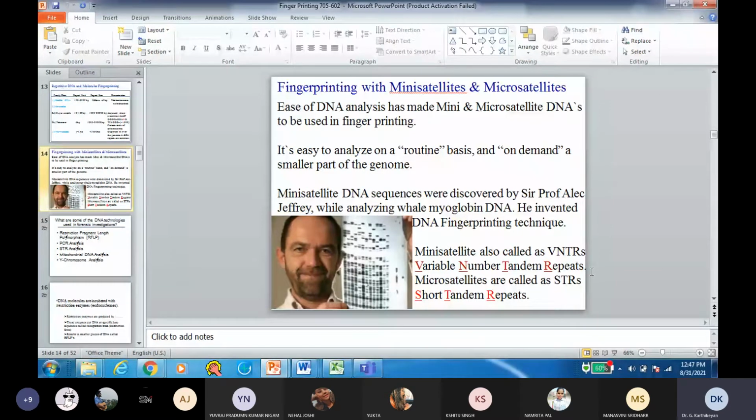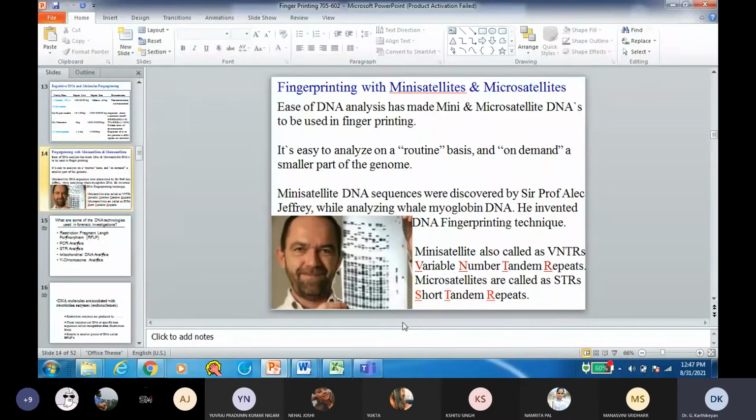Mini satellites are also called VNTRs or variable number tandem repeats, whereas microsatellites are called STRs or short tandem repeats. These are present in the genome. When Alec Jeffreys started this DNA fingerprinting technique, he used a technique called RFLP or restriction fragment length polymorphism, and they ran a gel. It would take days to understand what this picture is trying to tell us. But these days, as technology has improved, instead of running and looking at an autoradiogram, people have started looking at the PCR profile.